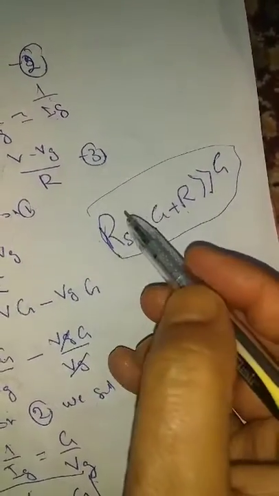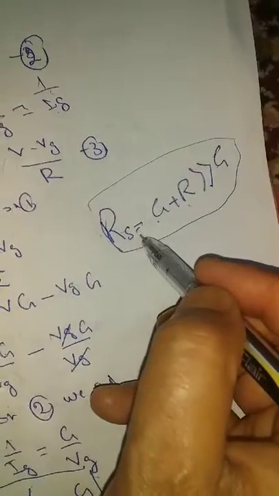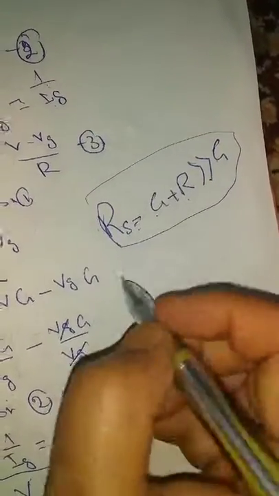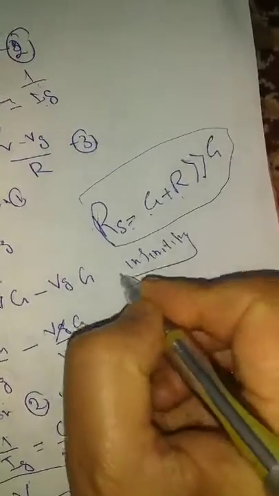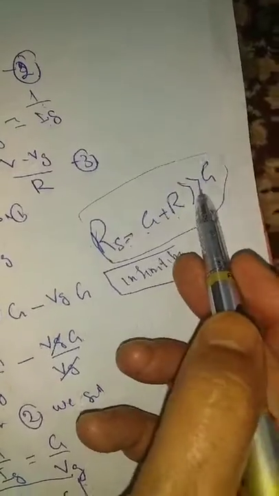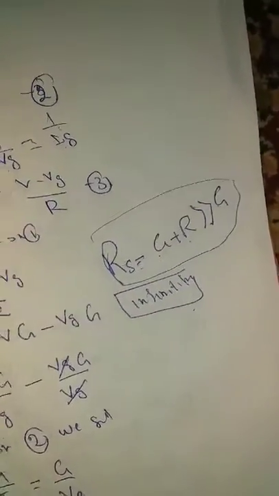The resistance of an ideal voltmeter: an ideal voltmeter is one whose resistance is infinity, very, very large. The resistance of an ideal voltmeter is infinity, because it should be very, very much greater than G. I hope you have got it. Thank you very much.